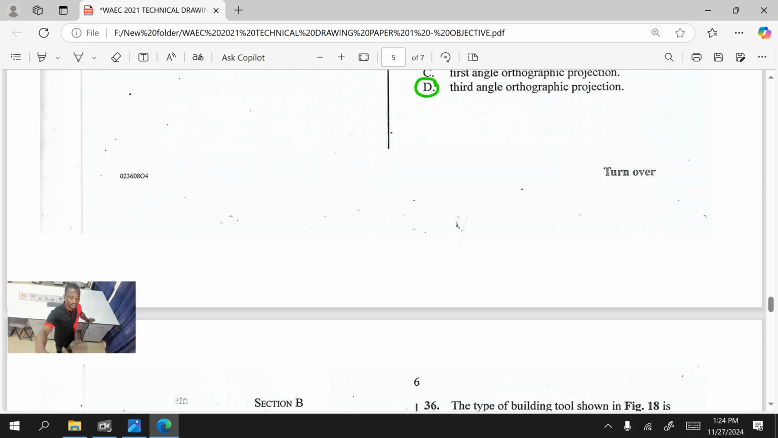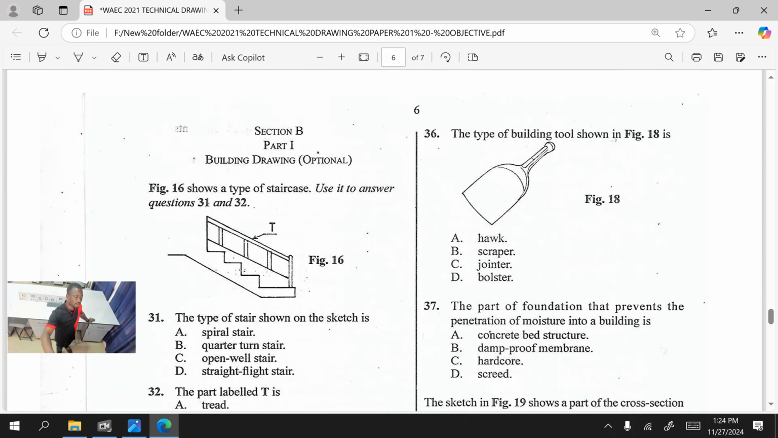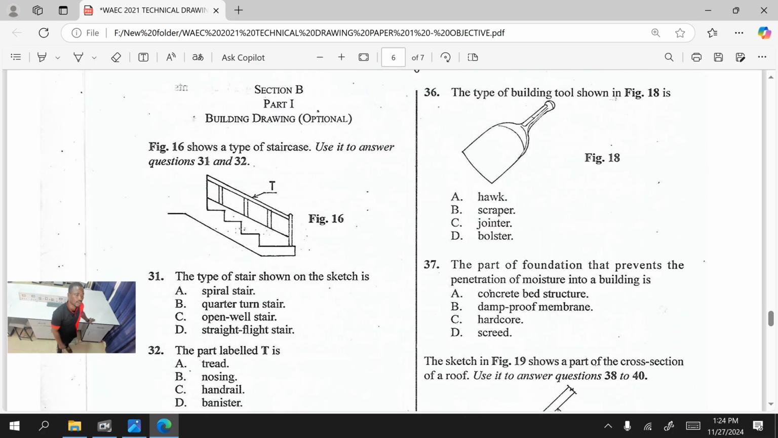So we come to the end of section A. Let's move quickly to section B, part 1. For section B, you have to answer part 1, building drawing, or you answer part 2, mechanical drawing. But I would advise you it's best for you to know the two options, to help you in determining the right answer.